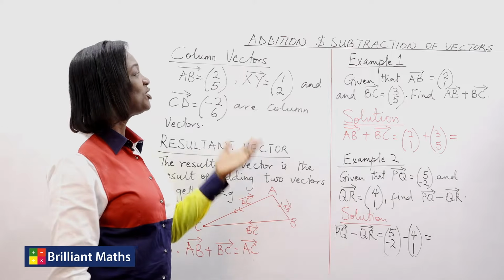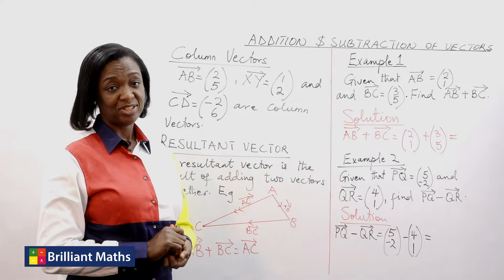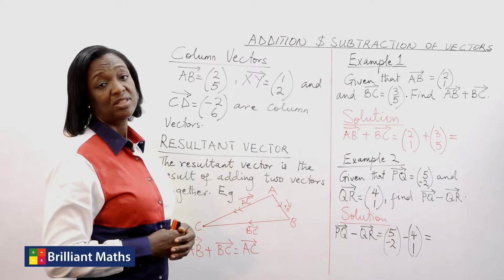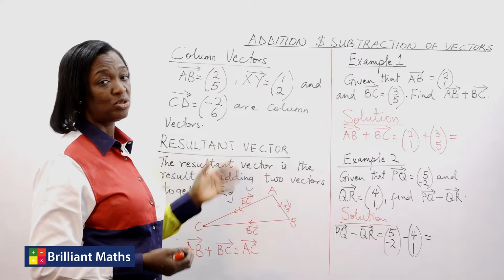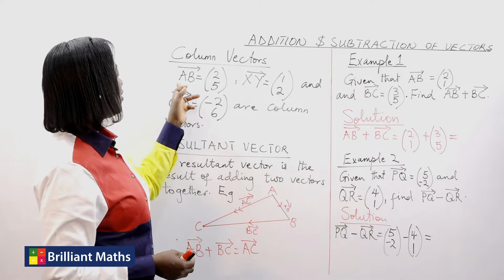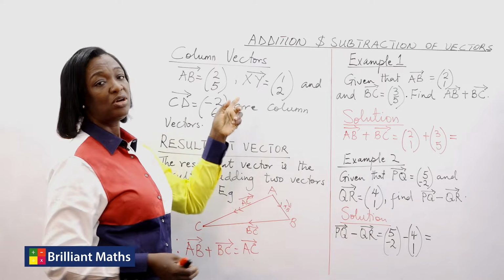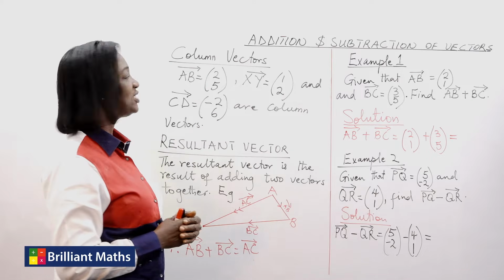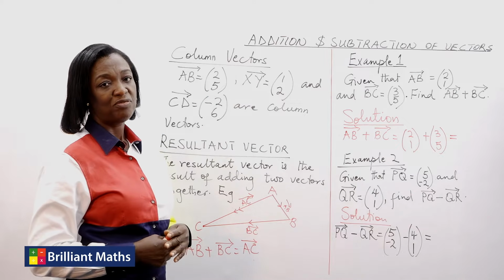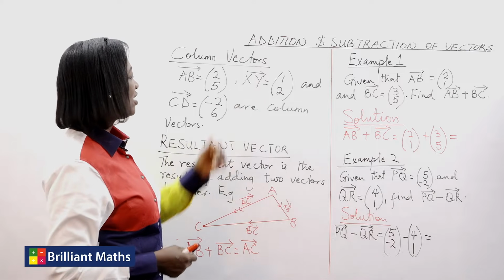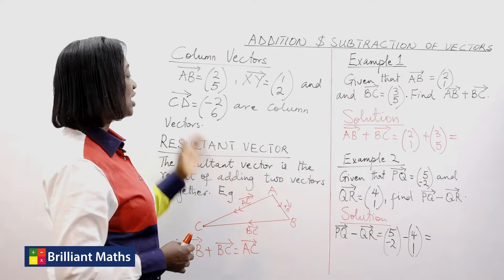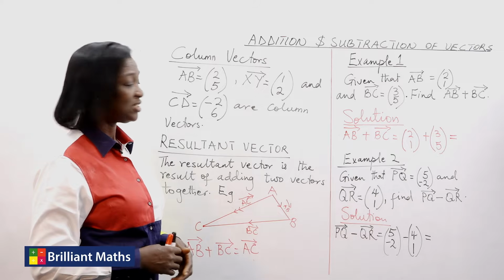In this lesson, we want to look at addition and subtraction of vectors. Then, talking about column vectors, we know what they are already, but we just want to emphasize it. The vector AB written as a column vector is written as (2, 5), where 2 is the horizontal movement and 5 is the vertical movement. (x, y) and the vector CD, these are all column vectors.